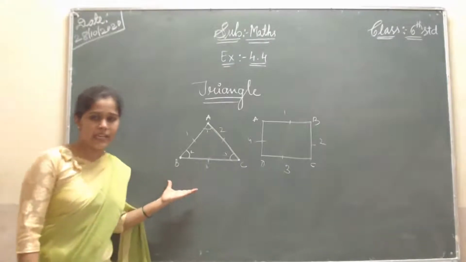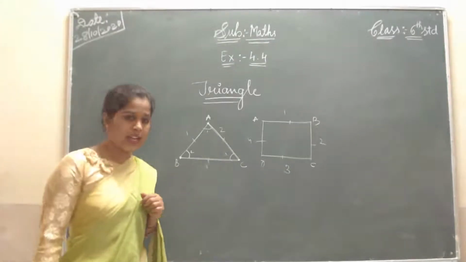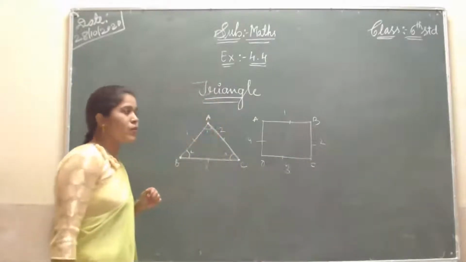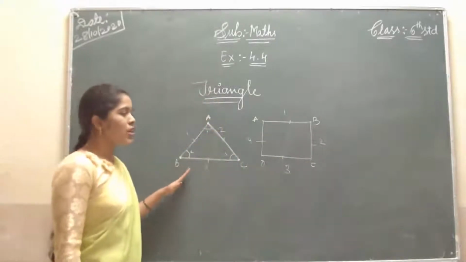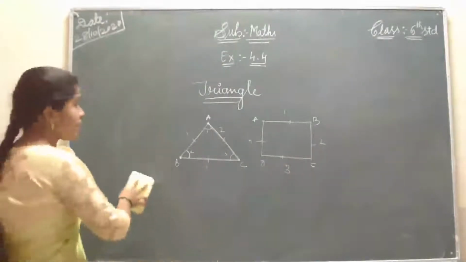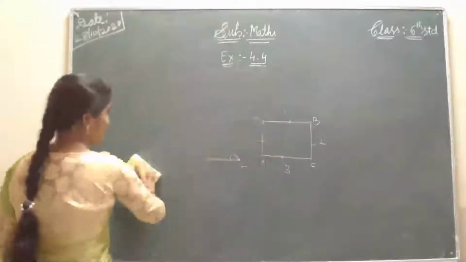In triangles, there are many types. We'll see them in further classes. And this one is a rectangle. We have four sides. The least-sided polygon is nothing but a triangle. Understood? Let's see exercise 4.4.